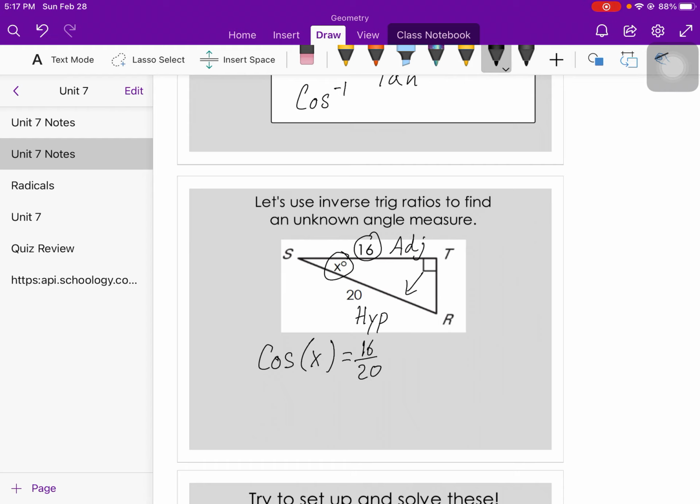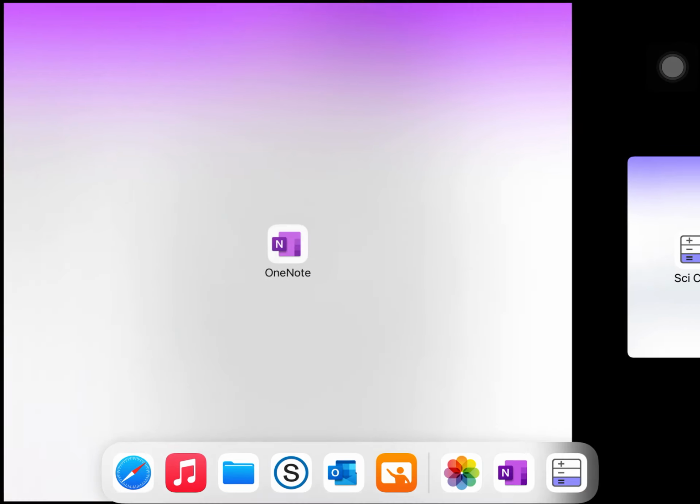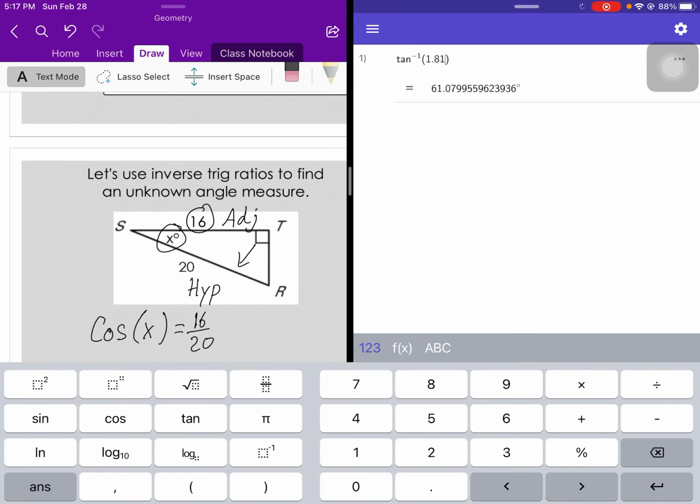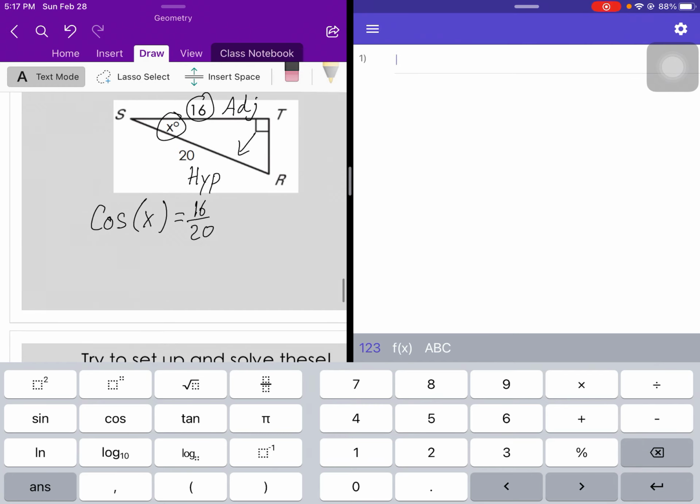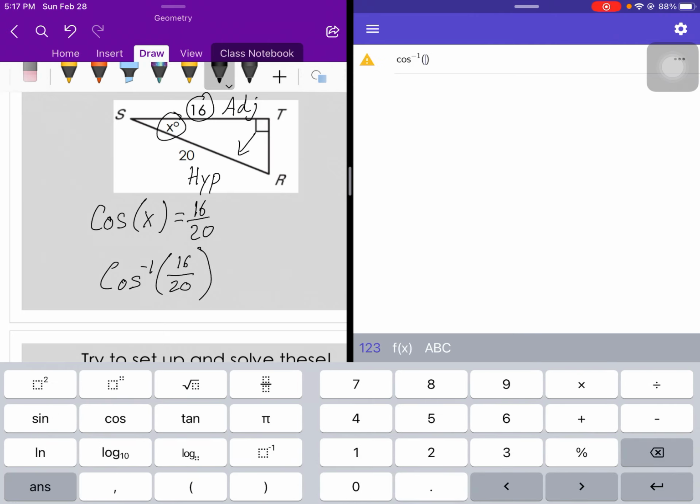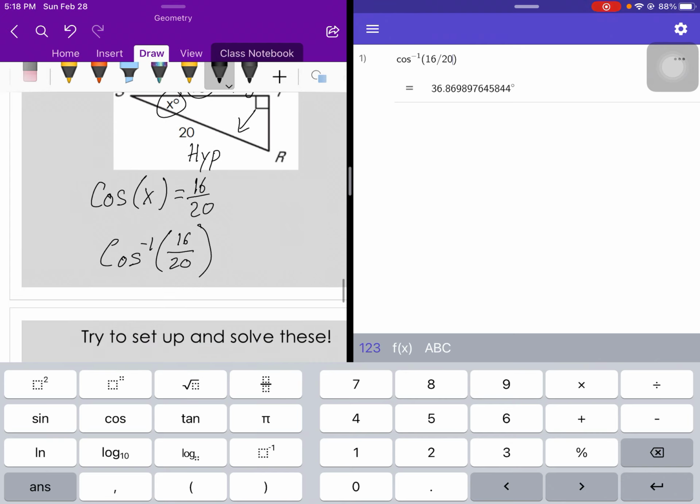Now, since 16 over 20 is a fraction, we could find the decimal, or we can just save a step and type this into our calculator without that. I'll write it down so you can see it: cosine to the negative 1 power of 16 over 20. We can do this all in one step. So find that cosine inverse, and then 16 divided by 20, and there we go. 36.87. We can round this to 36.9 degrees. And notice, it even has the little degree sign at the end, telling you that you have degrees for your answer.